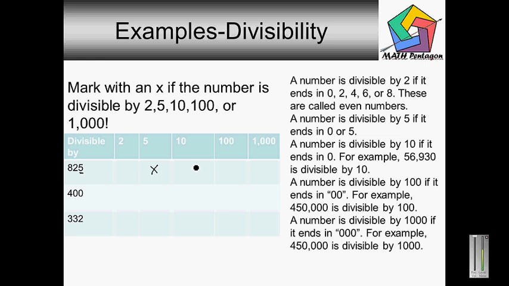Okay, a number is divisible by 10 if it ends in 0. No, we don't have a 0, we have a 5.